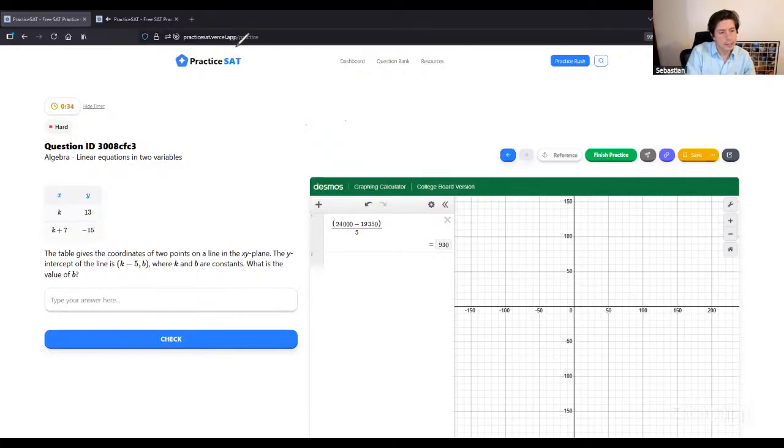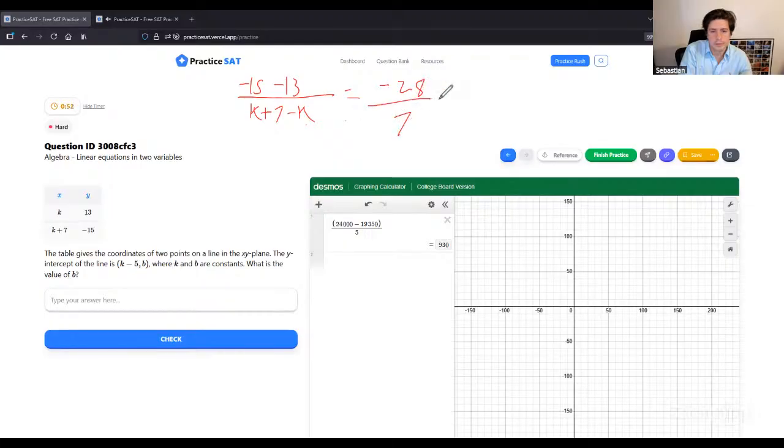Yeah, it's a line. So k plus 7 minus k on the bottom, -15 minus 13. So we're going to get -28/7 equals a slope of -4. Okay. Once we have the slope, k minus 5. So we're subtracting 5 from k here.